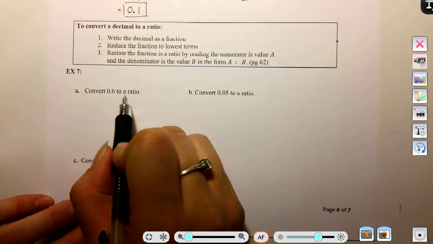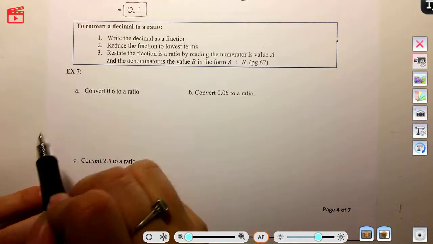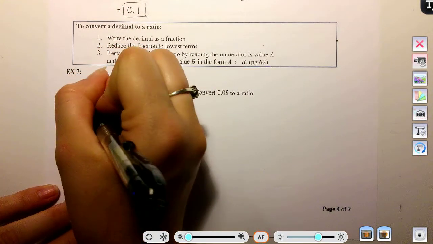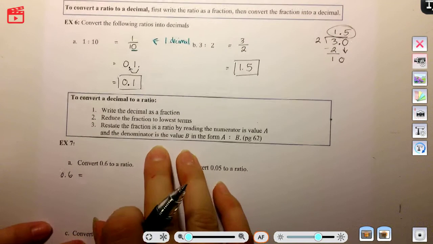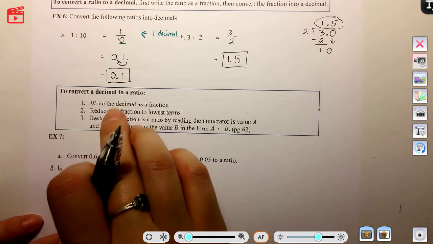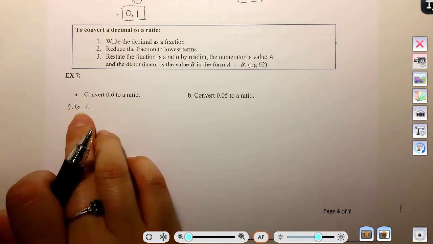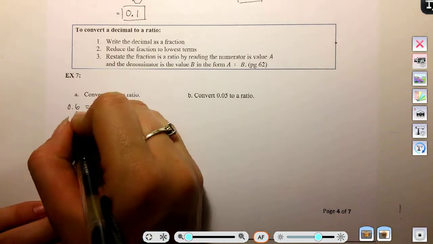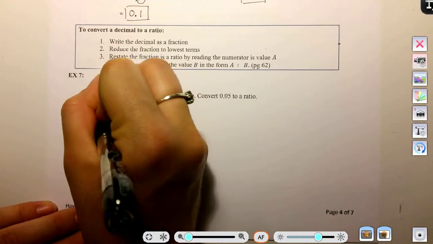So convert 0.6 to a ratio. Well, to do that, we need to write the decimal as a fraction. 0.6. Well, to do that into a fraction, remember, this is 6/10, because the 6 is in the tenths place. Okay, so we have 6/10.